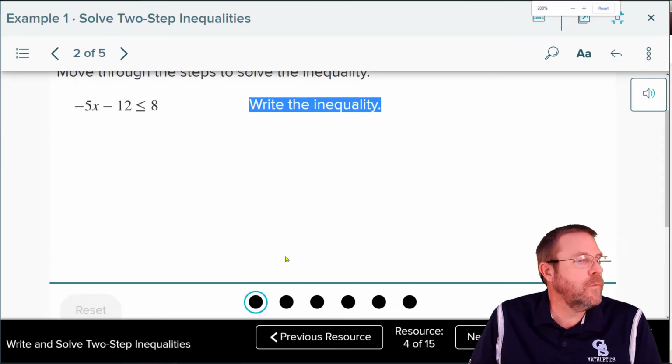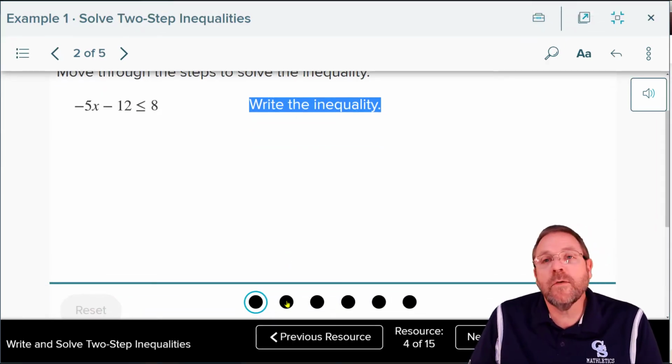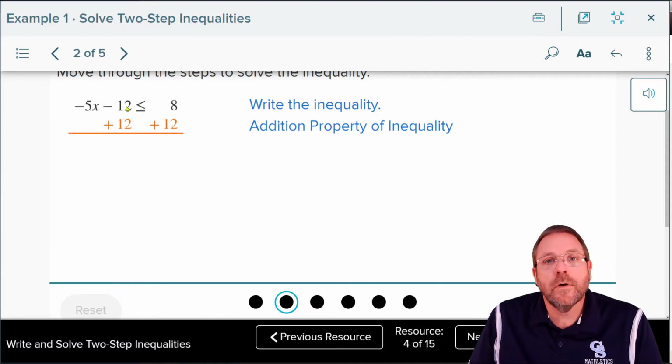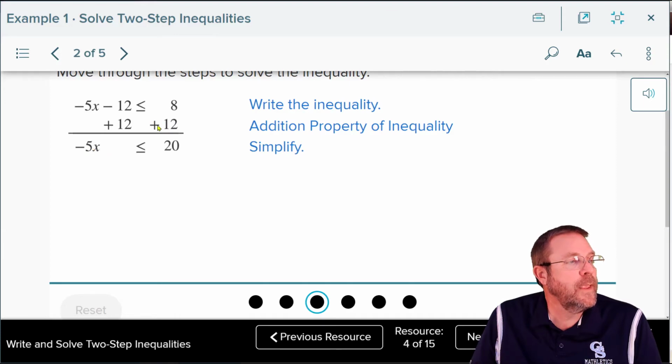After writing the inequality, next thing we're going to do is say, well, what's being added or subtracted from x? This 12 right here is. It's -12, so we're going to add 12 on both sides. The 12s on the left are going to zero each other out, leaving a -5x, which is going to come down over here, and then 8 plus 12 gave me the 20 right here.